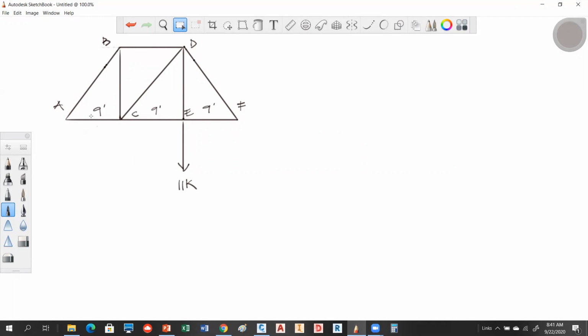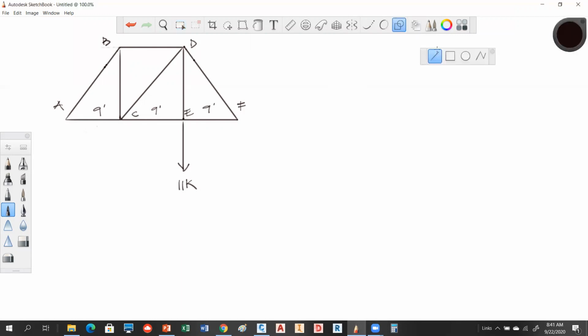So we have 9 feet, 9 feet, and 9 feet. So these would be referred to as your panels. So there's 3 panels at 9 feet is how we would state this truss. So the span on this guy would be from here to here, okay? So 3 times 9. So the distance of the height, let me go ahead and put that distance on there.